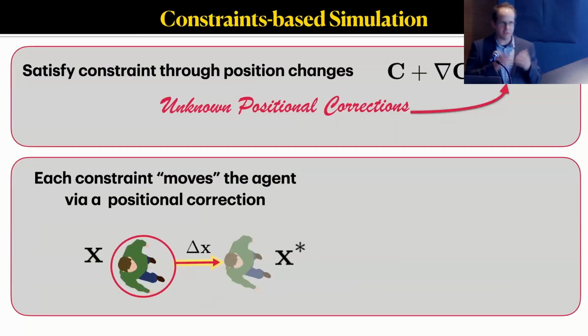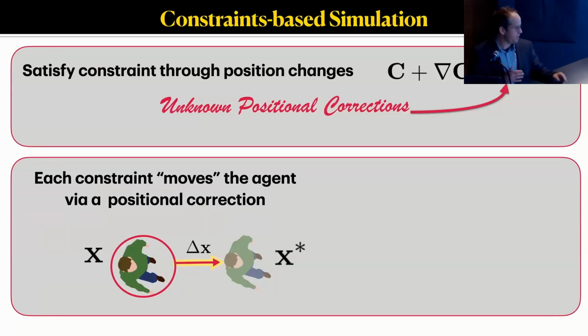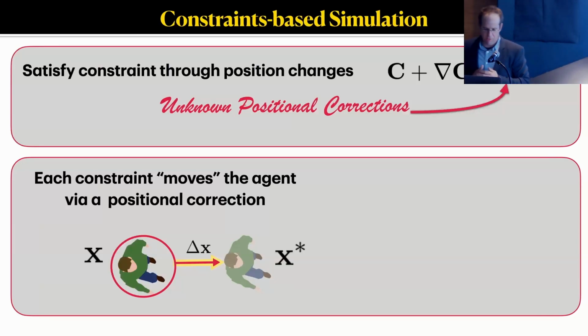How do we satisfy constraints? What do we do? Basically, we are going to find some sort of positional correction, as you can see here, that will satisfy this constraint, because everything is geometry-based. As you can see here, this is the unknown: what is the correction that will satisfy the constraint?